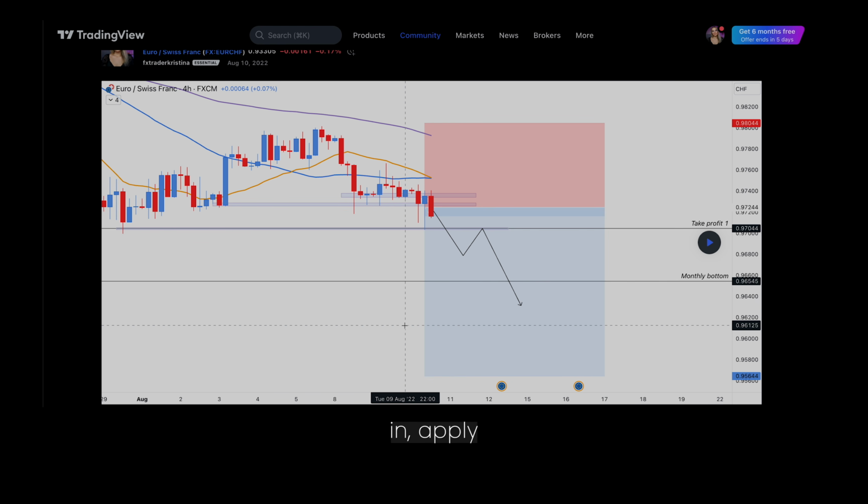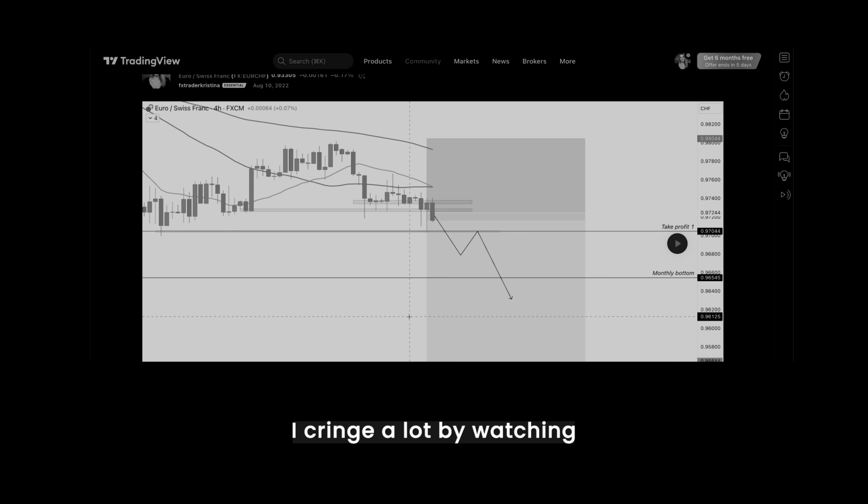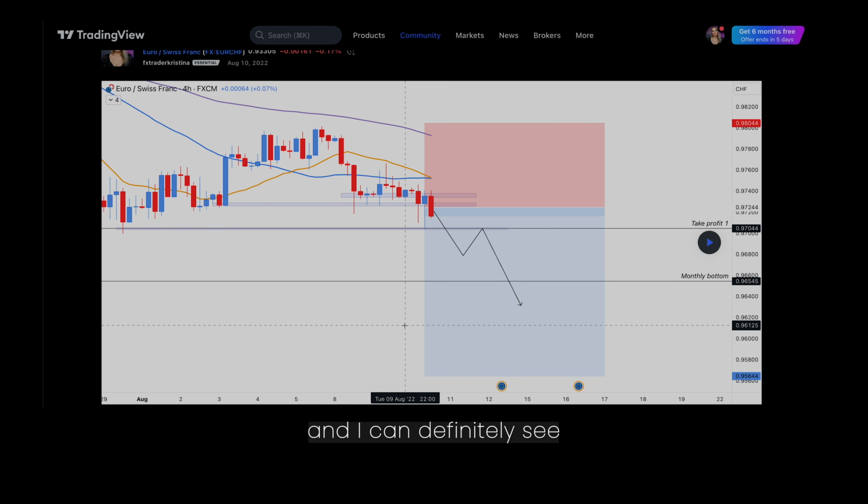So just before you go and apply this trading strategy into your trading routine, or at least give it a chance, here is an example of one of my many trades I took back in 2022. And I can't lie, I cringe a lot watching my past trades, and I can definitely see where my mistakes were, but at the same time, I definitely see how much I improved during these years. But yeah, the idea behind this trade is the same.